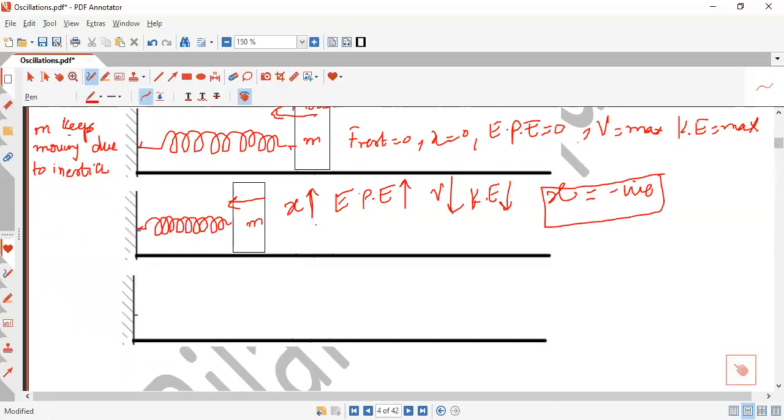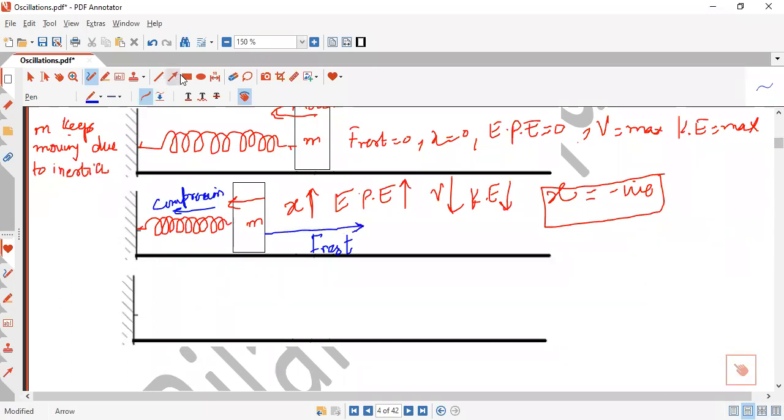So what about the restoring force? What will be the direction of the restoring force now? Now the spring is being compressed here. Compression is towards left. To restore that compression, the spring will push the mass where? To the right. Towards right.